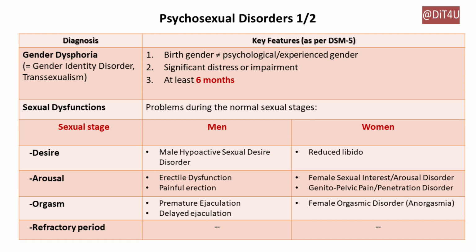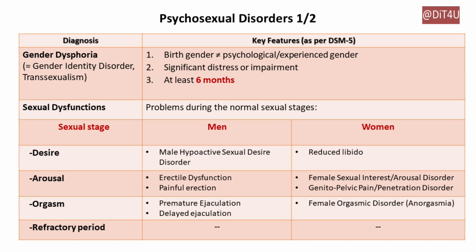Sexual dysfunctions, there are 4 stages to normal sexual contact: desire, arousal, orgasm, and restitution or refractory period. And accordingly, during each of these stages, you have disorders in both men and women. So in the desire stage, you have male hypoactive sexual desire disorder, where there is reduced libido, and women can also have reduced libido. Arousal stage, men can experience erectile dysfunction. That means penile erection is not enough to achieve penetration. Painful erection is also possible. In women, female sexual interest or arousal disorder, that means they do not get aroused during the sexual act, or genitopelvic pain or penetration disorder. They experience pain during sexual contact.